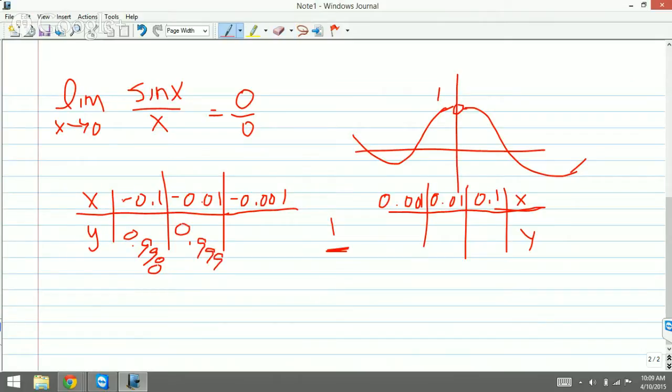How many decimal places till it gives you an 8? 4, 9. Okay, and now do 0.001. And you're going to see that it's 0.9. Okay. So is that getting closer to 1? Okay, what do you think is going to happen when we do this side? It's going to do the same thing. Okay, we're going to have actually the same values.